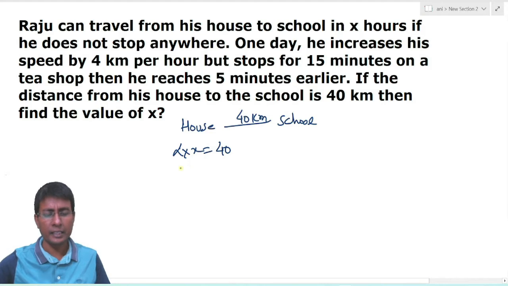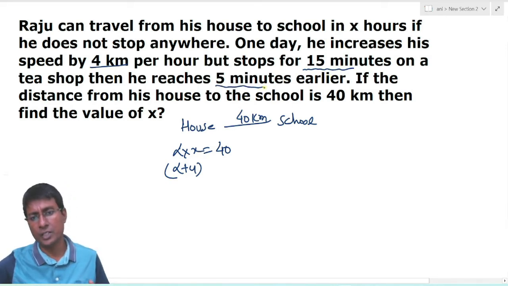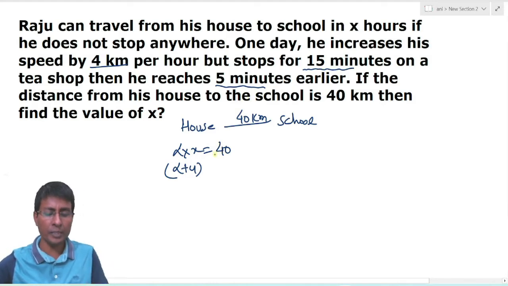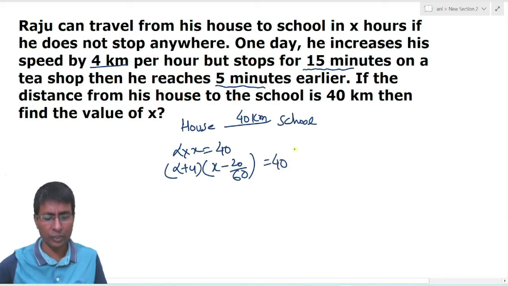In the second case, he has increased his speed by 4 kilometers per hour, so speed would be alpha plus 4. And what would be the timing? It is given that he has stopped for 15 minutes during the journey and still he is arriving at the destination 5 minutes earlier. So as compared to the first situation, he is taking 20 minutes less time. So you can say time would be (x minus 20) upon 60, and the product of these two again will be equal to 40. So as of now, I have just written down the information.